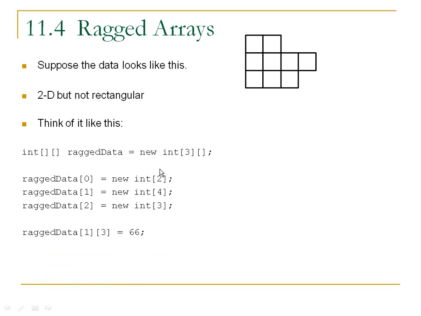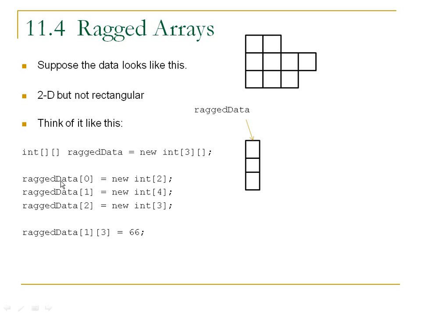So here's the code that would be used to declare this. Let's look at this line first. The data type is still the same. It's a 2-dimensional int array. The difference is when we allocate the memory on this line, we're only going to allocate this part. So we have a variable called ragged data, and it points to something that has 3 elements in it, and each of those 3 elements is a 1-dimensional array.